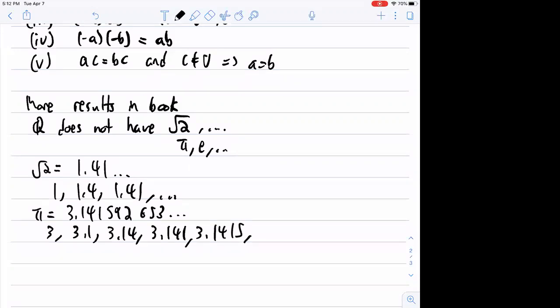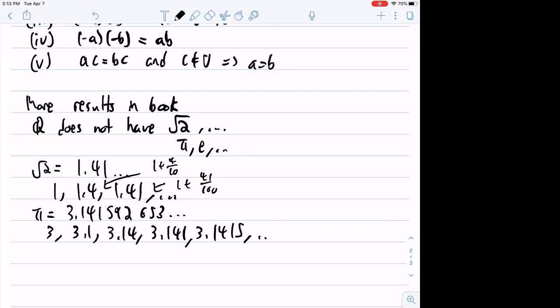Each of the numbers I wrote are rational, right? Because this thing is 1 plus 4 over 10. This thing is 1 plus 41 over 100. All of these are rational, right? So basically, you see that although root 2 is not rational, we can approximate it with rational numbers. Like I could find a list of rational numbers that go to root 2.